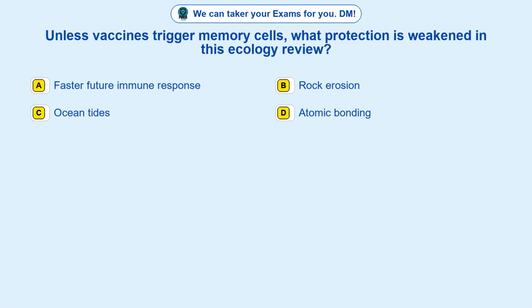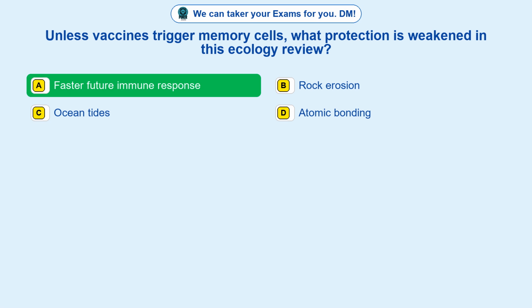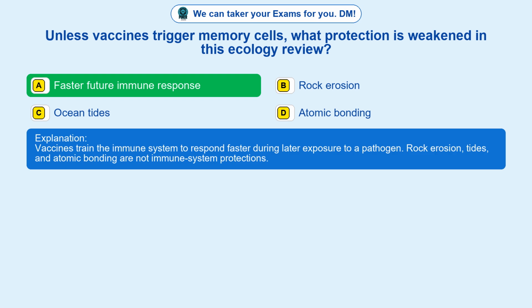Question 22. Unless vaccines trigger memory cells, what protection is weakened in this ecology review? Option A, faster future immune response. Option B, rock erosion. Option C, ocean tides. Option D, atomic bonding. The correct answer is option A, faster future immune response. Vaccines train the immune system to respond faster during later exposure to a pathogen. Rock erosion, tides, and atomic bonding are not immune system protections.